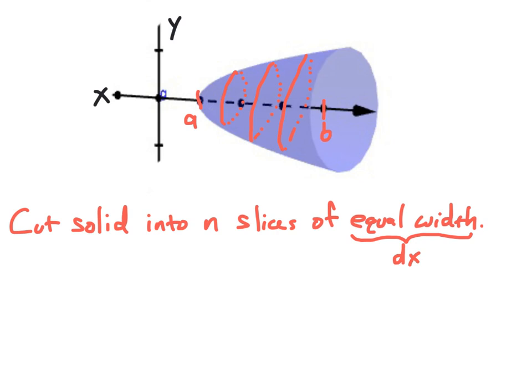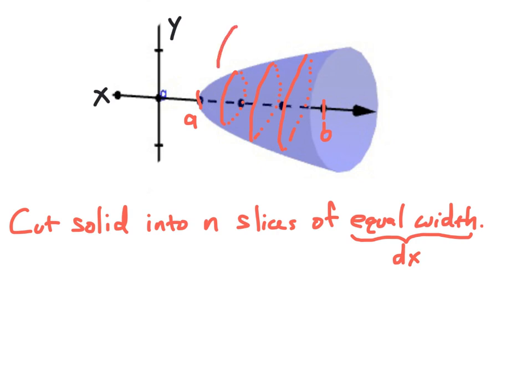And don't worry about necessarily why we're calling it that. It will make sense later, but we just have to give that width a name. Well, now that we have these various slices, we can look at the volumes of each of these slices.